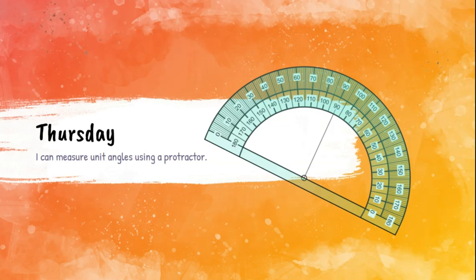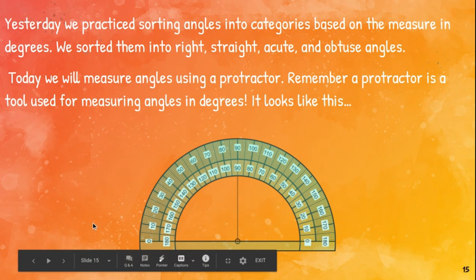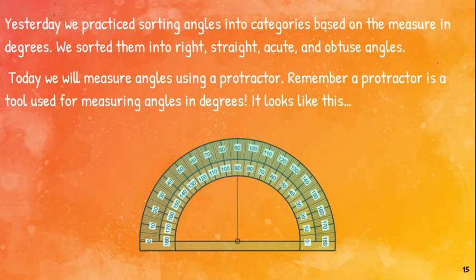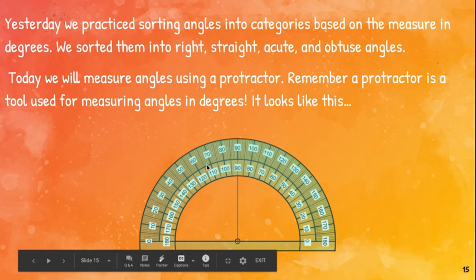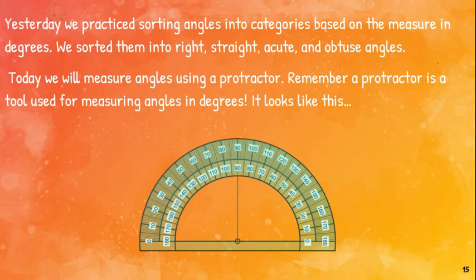Today, we're going to be learning how to measure angles using a protractor. So you guys are going to be able to use your own protractors today to measure angles. We've been looking at all of the different categories, sorting by looking at the different kinds of angles. Today we're going to measure them using a protractor. And remember, a protractor from Tuesday's lesson is a tool used for measuring angles in degrees. And it looks like this.